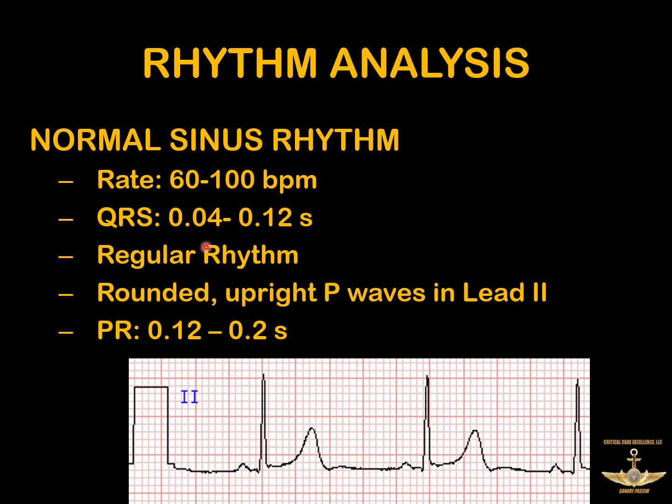The rhythm should be grossly regular, and you'll have a rounded, upright, perfect P wave before every QRS. Now there's going to be some variability to this, but you shouldn't get too hung up on things looking different. Just go by the criteria. And the PR interval is going to be normal at 0.12 to 0.2 seconds.